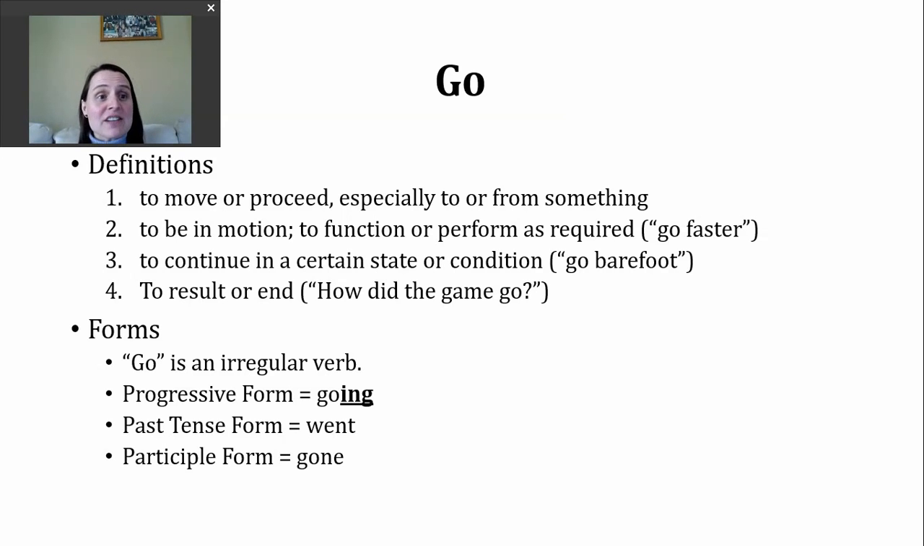So as I mentioned, this is irregular. To make the progressive, all we need to do is add ing. But for the past tense of go, we change the verb completely and say went. Went. I like to pronounce that a couple times because I've had students tell me previously that they might confuse this and W-A-N-T or want. So make sure we can hear the difference. Here's the verb, went, the past tense verb, I should say, and then the other word with an A, want.